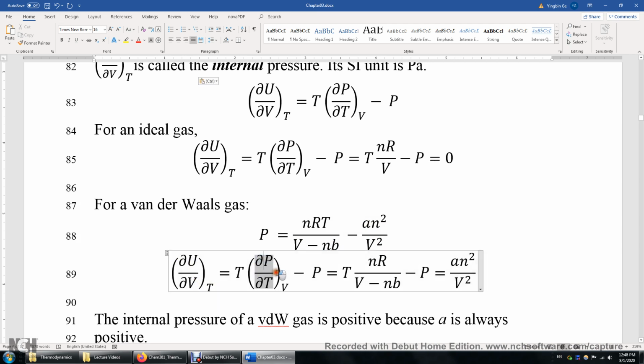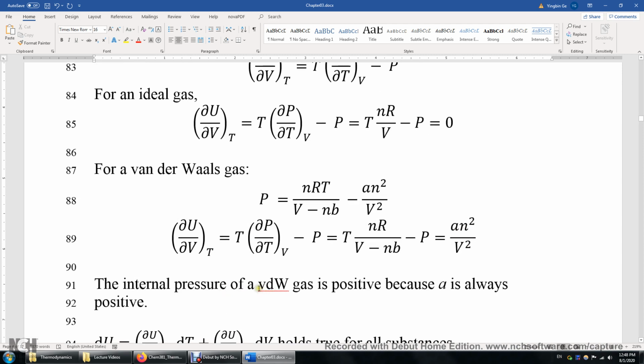We just need to look at ∂P/∂T. It's simply nR over V minus nb. This part does not depend on temperature. All right, and then we simplify this part. Minus P, we plug in the expression of P in here. And you'll realize that this part will cancel with this part. The result is an² over V². So the internal pressure of a van der Waals gas is always positive. It's an² over V².